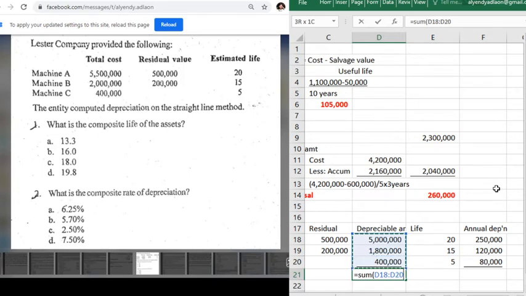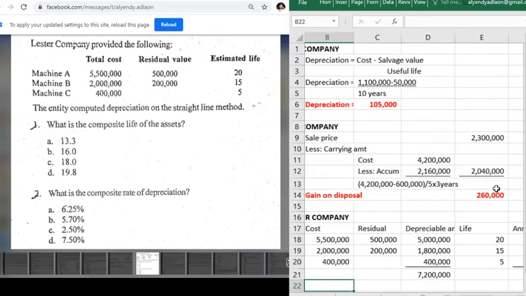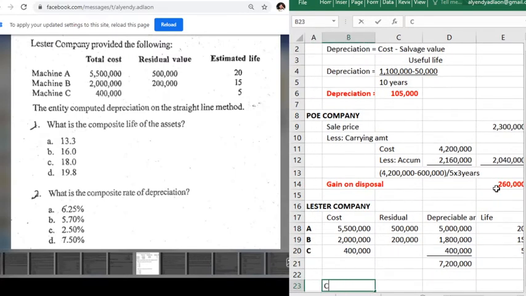For the depreciable amount, we have 5 million plus 1,800,000 plus 400,000. And for the depreciation, we have 250,000 plus 150,000 plus 80,000. So we have 7,200,000 and 450,000. So how much is our composite life?